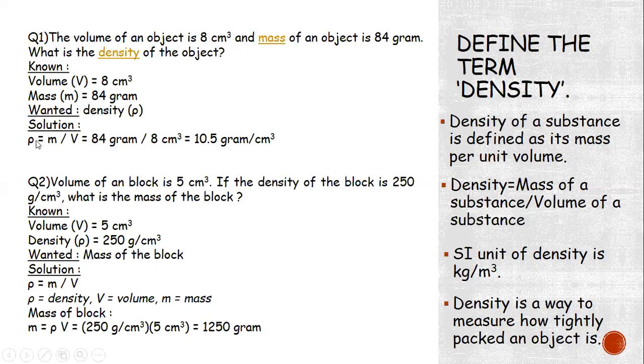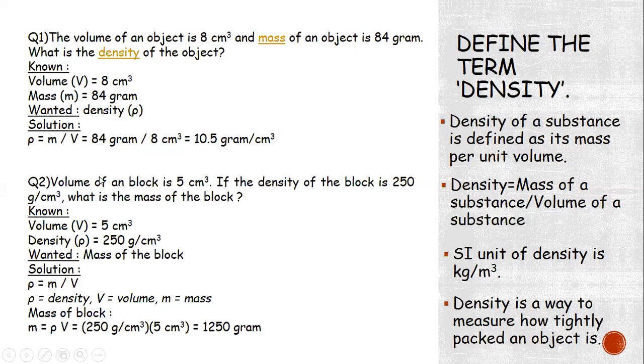We need to find the density. We know that rho is the symbol we use to denote density. So density is mass per unit volume, that is 84 grams is the mass and 8 is the volume. So that is 10.5 grams per cubic centimeter.